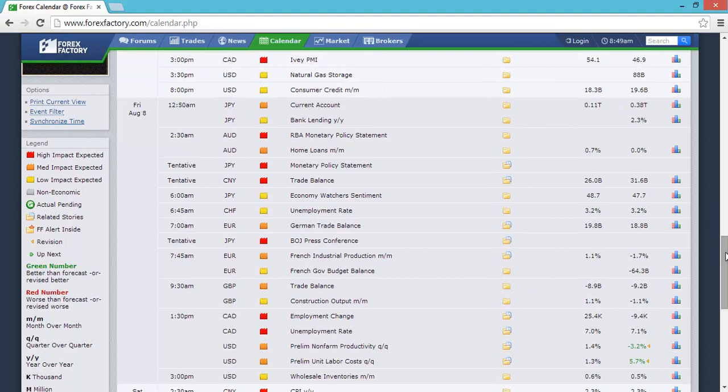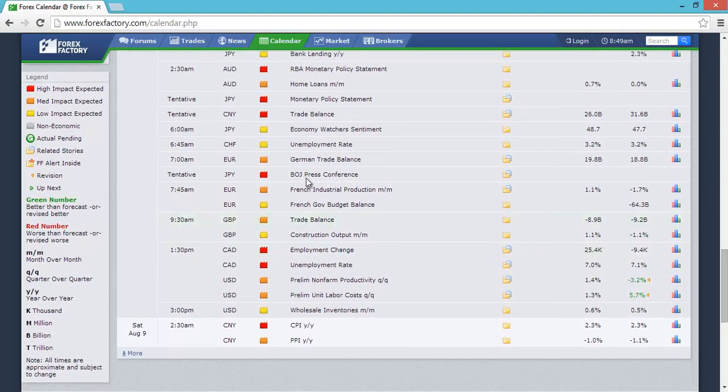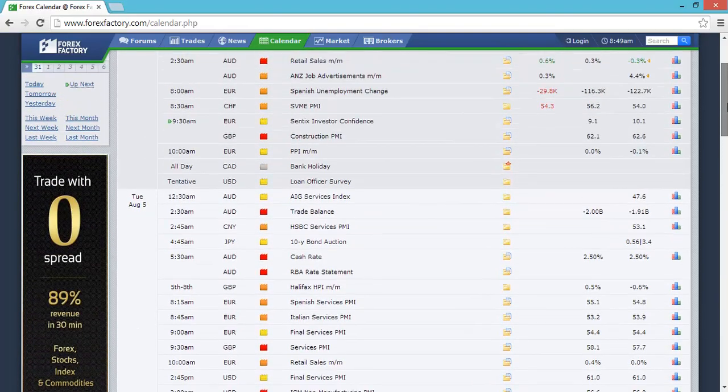Then on Friday, more overnight Australian data and we've got the RBA and the monetary policy statement, the home loans as well. And from Japan, we've got the monetary policy statement as well. And tentative overnight, got the Chinese trade balance figures and the BOJ press conference as well. And then to round off the week, we have Canadian employment change and the Canadian employment rate numbers as well. And actually on Sunday got Chinese CPI as well, so keep an eye out on that. So lots of data out this week.